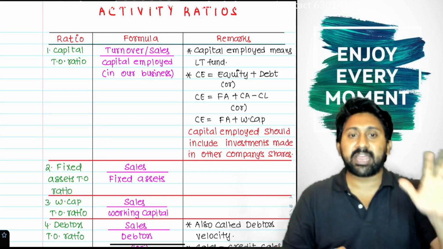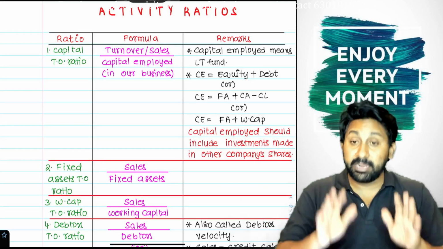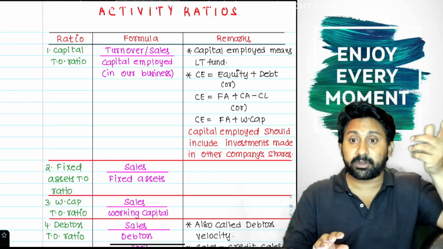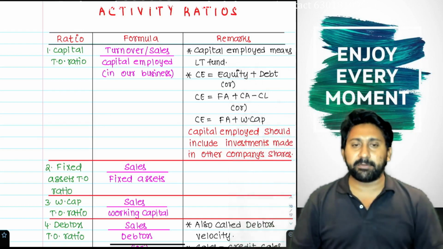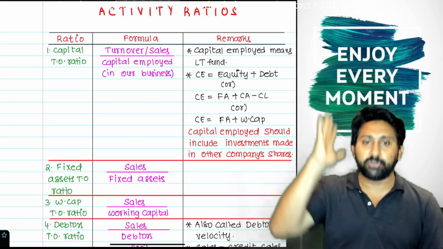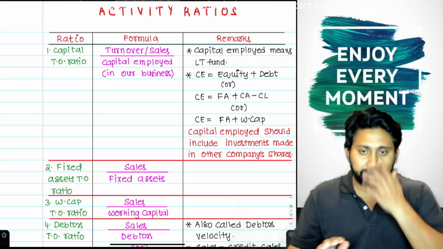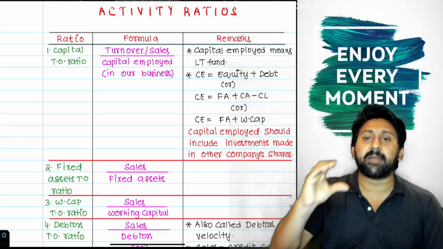Okay, so what is capital turnover ratio? Meaning of capital turnover ratio, turnover ratios to capital employed, everything we will see later. First, basic understanding. Capital turnover ratio is always a turnover ratio, so turnover is in the numerator. Turnover by capital employed means for the total sales happened, how much capital is employed?